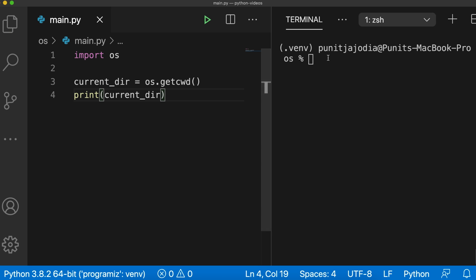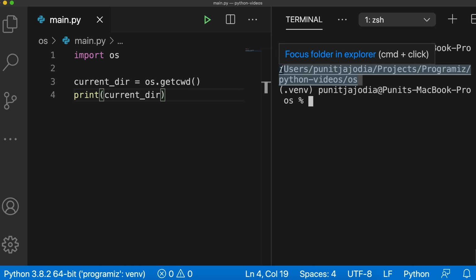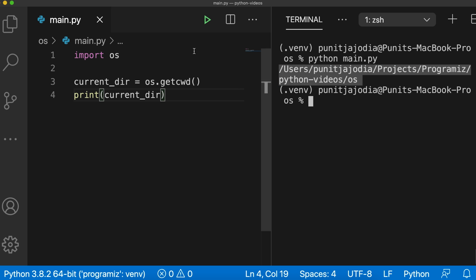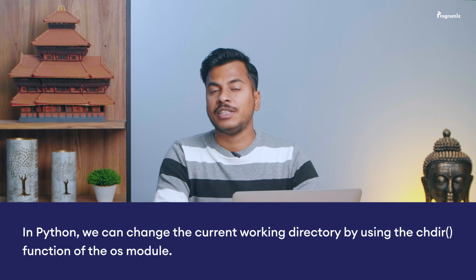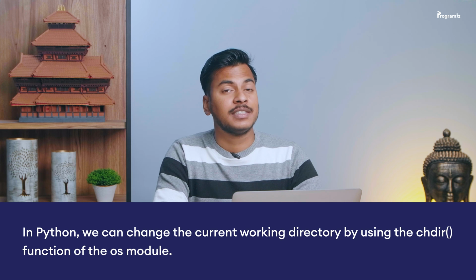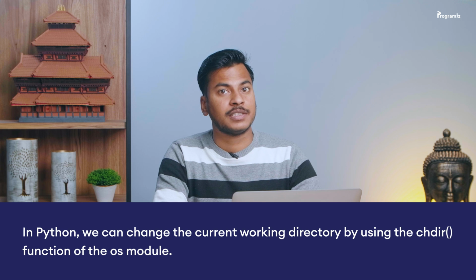I'll save this file, run the code, say python main.py, and when I press enter, you can see that it printed the location of the main.py file, or the current directory. In Python, we can change the current working directory by using the chdir method of the OS module. As we saw in our previous section, the present working directory is the directory containing our Python file by default. Let's change the current working directory.